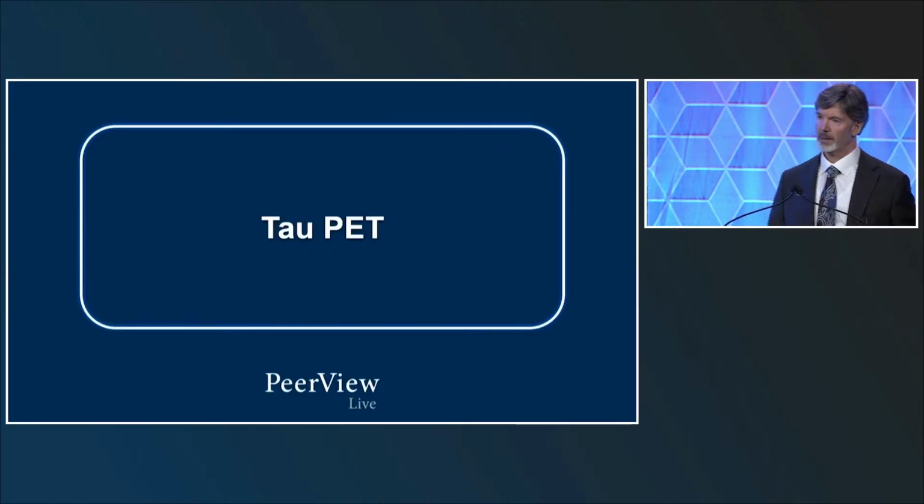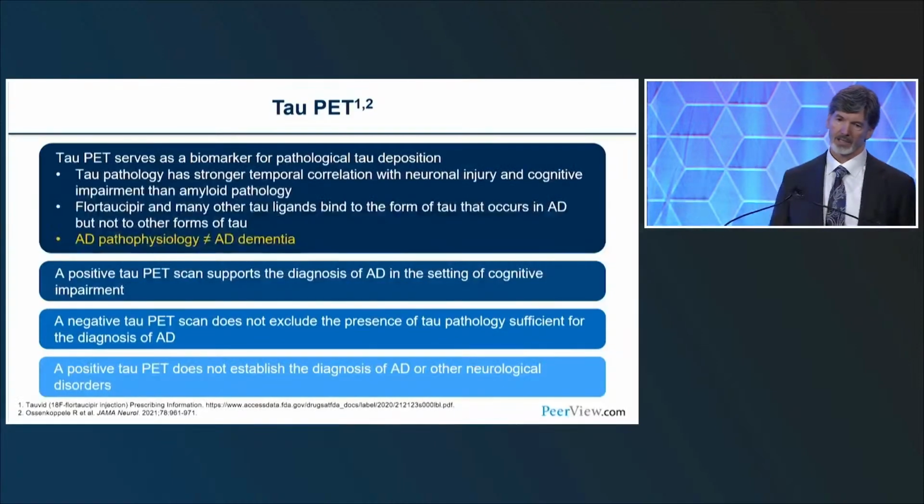Just a few words on tau PET. We don't know yet if we're going to have to use this for classification. It certainly is a marker of pathological deposition of tau. It doesn't always mean there's tau pathology. There are other things like TDP-43 that can, for some reason, light up in areas, so you also have to be cautious. But it does support the diagnosis, and it is a better predictor of cognitive impairment than amyloid is.